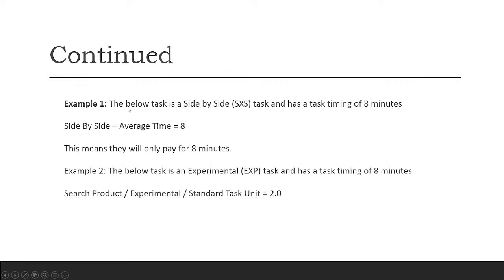Okay, so example 1. The below task is a side-by-side SXS task and has a task time of 8 minutes. So when you log in and you get ready to start task, at the upper left-hand corner, you will see where it says side-by-side, for example, and your average time is 8. So this means for that particular task, they will only pay you 8 minutes max. Okay? So when you log in and you click acquire if available, your first task will appear. Okay?